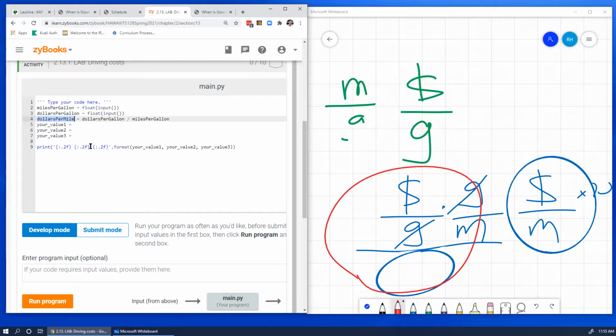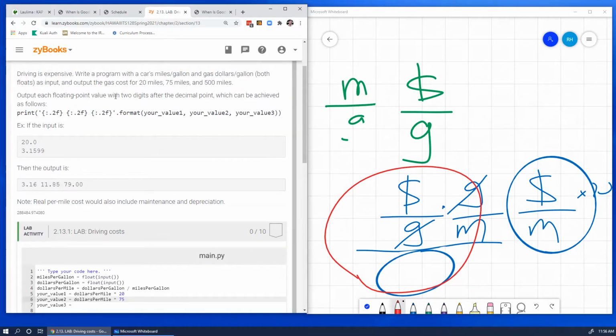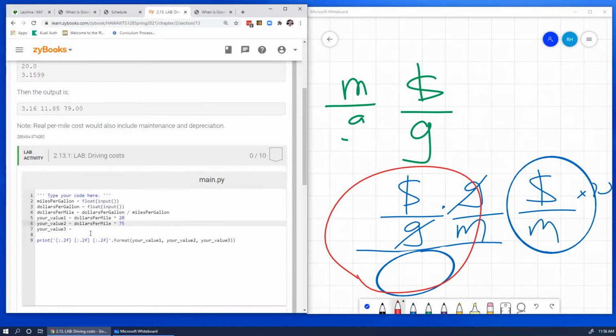And so now dollars per mile times miles equals dollars. So dollars per mile times 20 is going to be the first one, and dollars per mile times 75 will be the second one, and dollars per mile times 500 will be the third one.